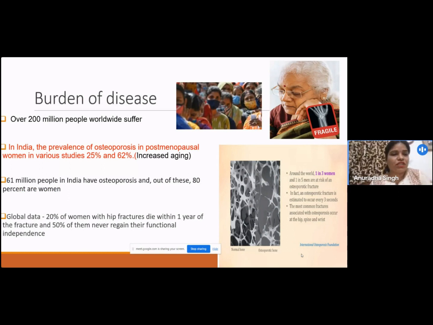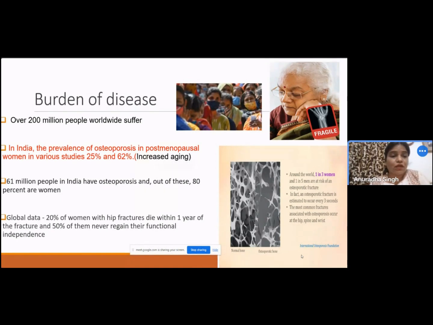We all know that. And when we talk of the burden of the disease, millions of people worldwide are suffering from osteoporosis. In India itself, the prevalence varies from 25% to 62%. And among the millions of people in India who have osteoporosis, approximately 80% are women. The global data indicates that 20% of the women who have hip fractures die within 1 year, and 50% of them never regain their functional independence. And there is one statement by the International Osteoporosis Foundation which says that an osteoporotic fracture occurs every 3 seconds in women. So you can actually think that it is a serious problem.